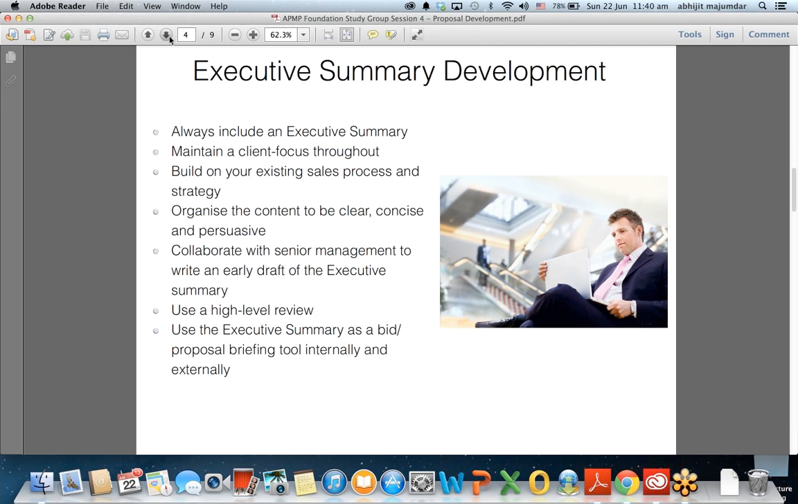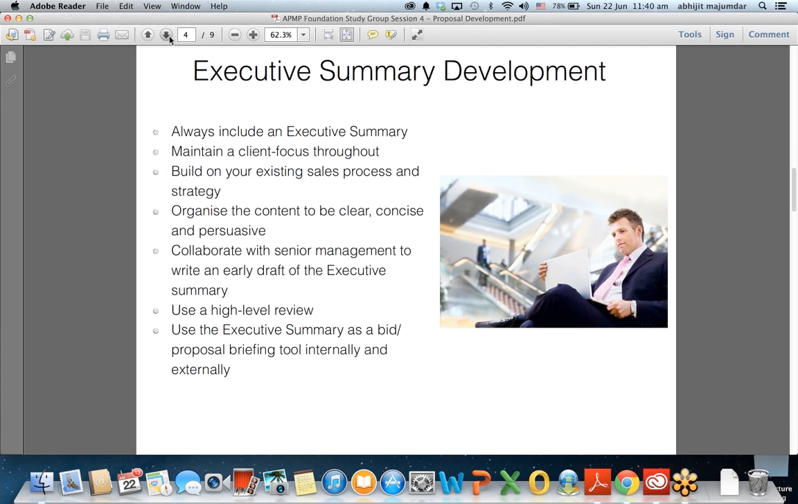That will be more business sensible for the evaluators and for the decision makers who will take decisions by reading the executive summary, who will form an opinion about your organization by reading the executive summary. So the executive summary development depends on your sales process as well as your sales strategy.